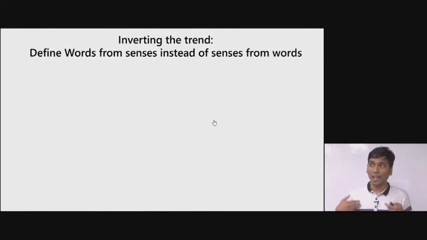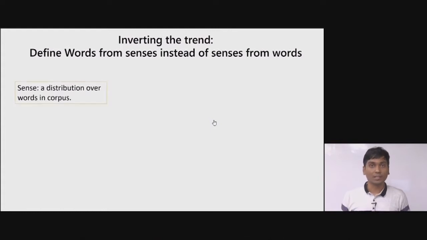So what are we actually proposing to do? We are saying that we'll share the senses among the words. What I mean is this: we'll define a sense as a distribution over words in the corpus. For example, the first sense contains a distribution over rat, cat, dog, etc. And if you look at it, you can think that it's something related to the animal kingdom.